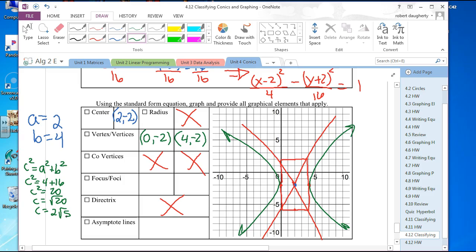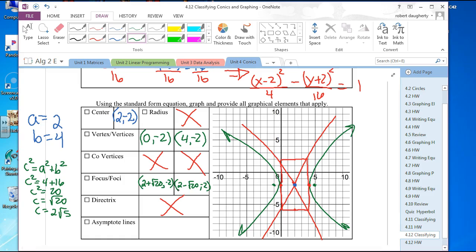c, by definition, is the distance from where to where? Center to the focus, okay? Is the focus going to be here or here? Where will it be? It's going to be outside. So somewhere over here is a focus. Somewhere over here is a focus. So what are those points? Not 5. It's not 5. This is the distance from where to where? Yeah, here's my x coordinate. The distance from here to here is square root of 20. So it's 2 plus the square root of 20. That's my x value. What's my y value? -2. What's the other focus? 2 minus the square root of 20, -2. Those are my 2 focal points.